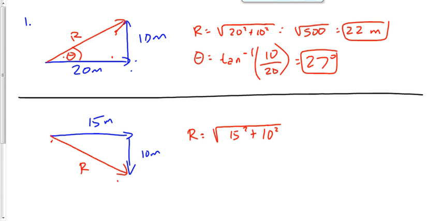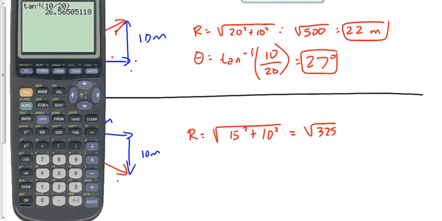15 squared is 225, 10 squared is 100, so it's the square root of 325. On the calculators, let's go square root, second function squared, 325 gives me 18.